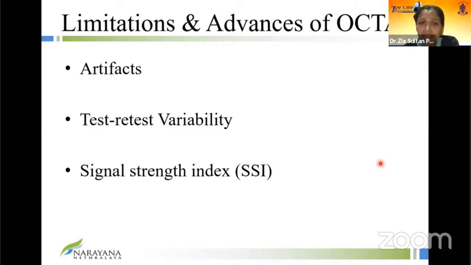So I will divide this section into the artifacts, because you have to rule out artifacts before you look at these parameters. What the retest variability is, because that's important for every new machine. And I'll talk a little bit about the signal strength index and the limitation of this particular machine.